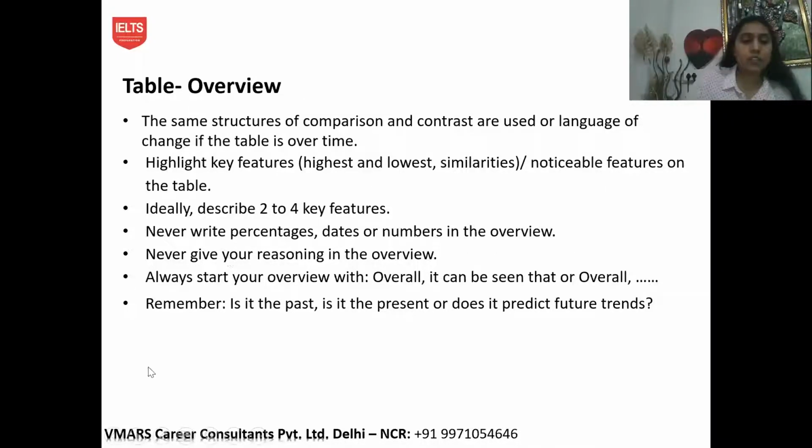Use the same structure of comparison and contrast, or language of change if the table is over time. So I'll tell you what comparison and contrast is. We will use words like whereas, however, while, or despite. Despite is not so much used, but whereas, however, while, you can use. Highlight key features. Yes, what are key features? As I said, something highest, something lowest, or any similarities that you observe in the table.